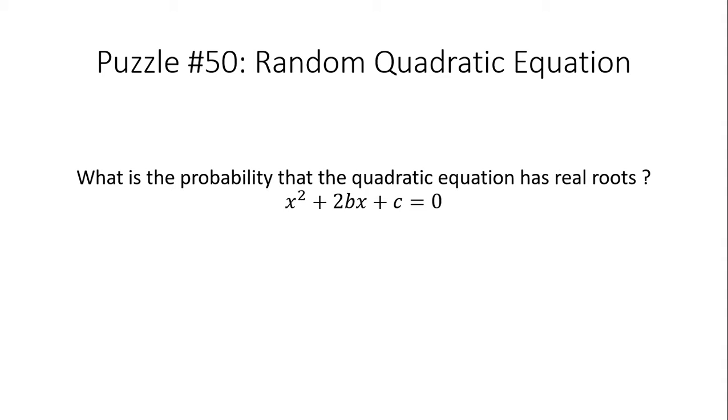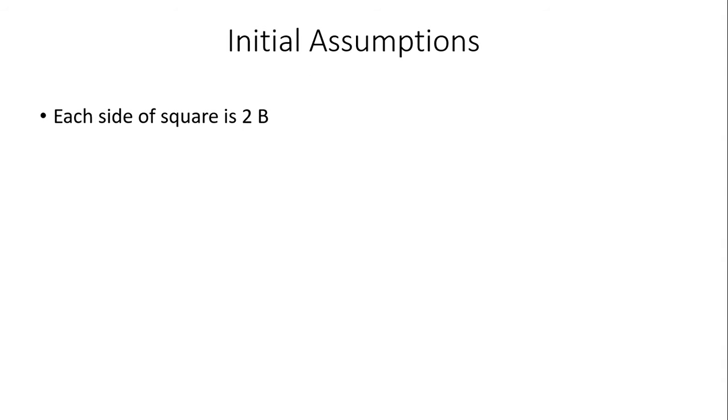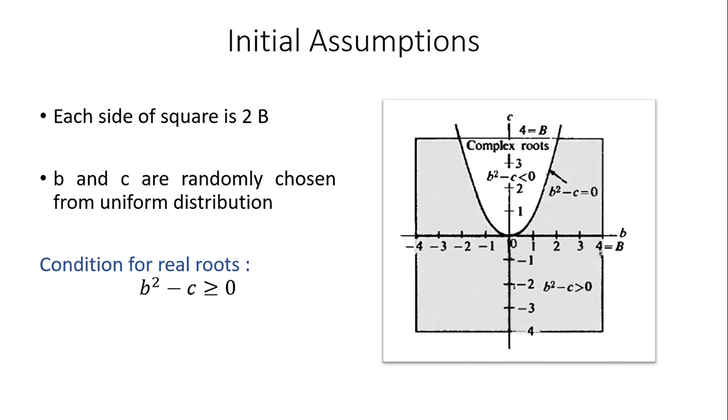So we have to find the probability that this quadratic equation has real roots. Let's first assume that we have a square, and each side of this square is equal to twice b. So b is this length, and each side of this square should be twice b. Based on the equation, we can find that small b and c are chosen randomly from a uniform distribution, and we can find these small b and c points from this square box.